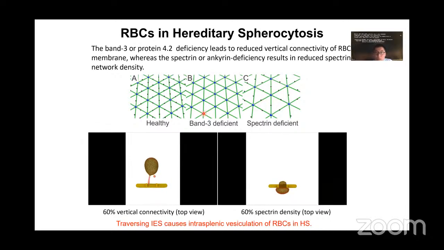So our simulation shows that in both cases of this defect, they can cause the vesiculation of this red cell, and the red cell will continue to lose surface area.